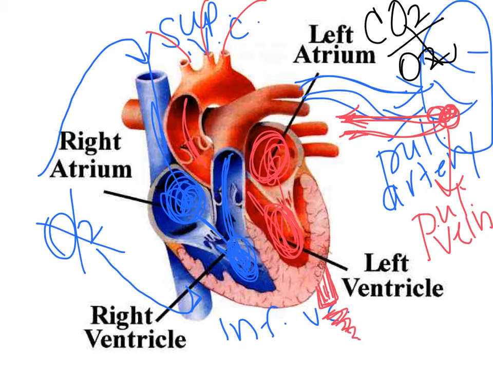That's the descending aorta. So this left ventricle has very thick muscular walls because it has to pump so hard that the blood is going to go out to the rest of the body.